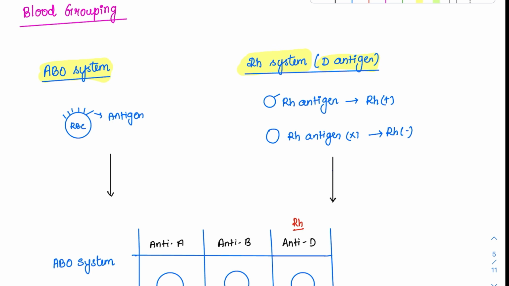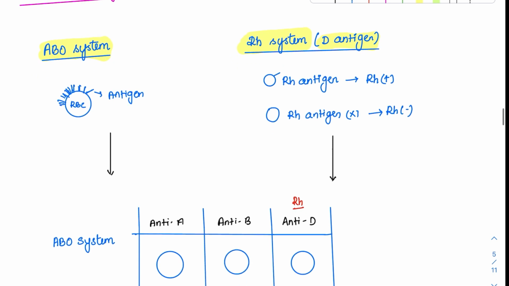So in the ABO system, we already discussed that RBCs have antigens over their membrane, which give the blood group to an individual. Coming to the D antigen group, if the RH antigen is present on the membrane of the RBC, that individual is represented as RH positive. That is, O positive means the person has RH antigen. If the RH antigen is absent, that person is referred to as RH negative. So this is the representation.